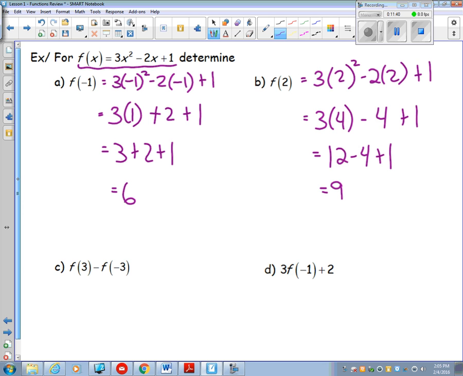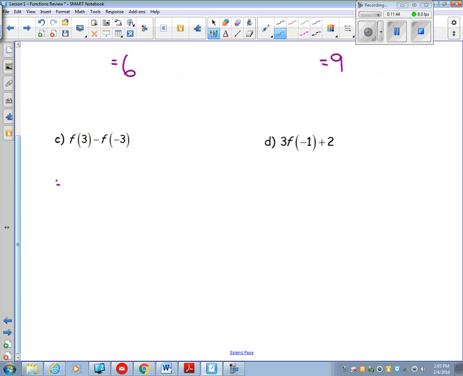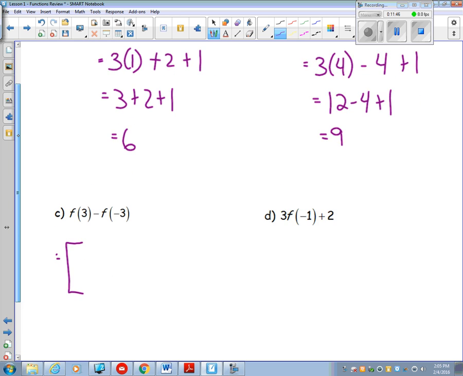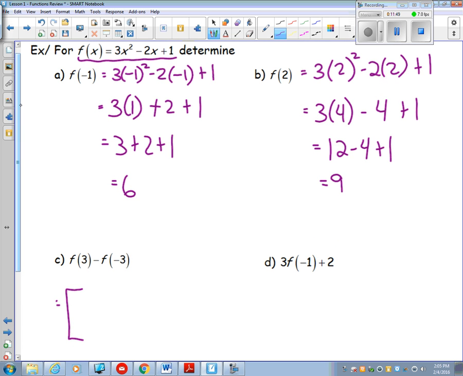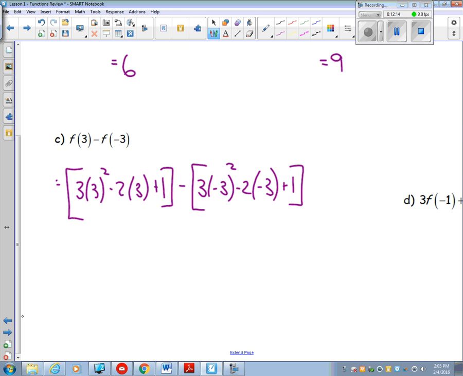Okay, I got one of those multi-part ones. f at 3 minus f at -3. So we're going to do those big brackets. And we're going to use our equation. Okay, what was it? 3x squared. So 3 times 3 squared minus 2 times 3 plus 1. That's my first bracket. Minus the next big bracket. 3 times -3 squared minus 2 times -3 plus 1. I'm just going to move this letter d out of the way for now. Okay. We do each part separately and we put them together at the end, right?